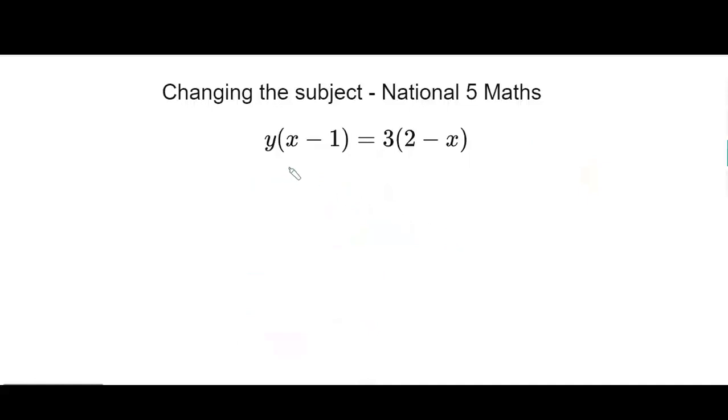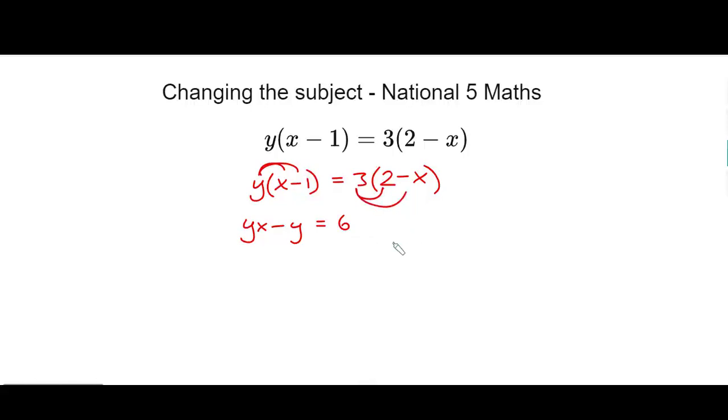Okay, so let's have a look at this one. So we've got two brackets here. So y(x minus 1) is equal to 3(2 minus x). So that gives us yx minus y when we multiply this out. So y times x gives you yx, y times minus 1 gives you minus y, is equal to 3 times 2, which is 6, and 3 times the minus x, which is minus 3x.